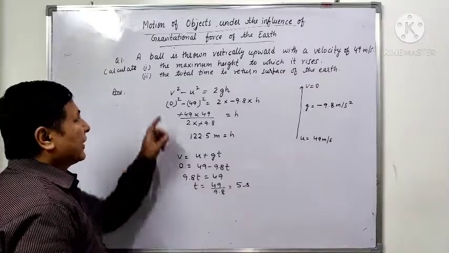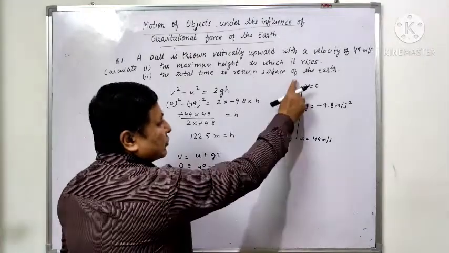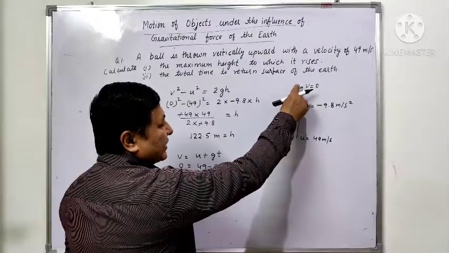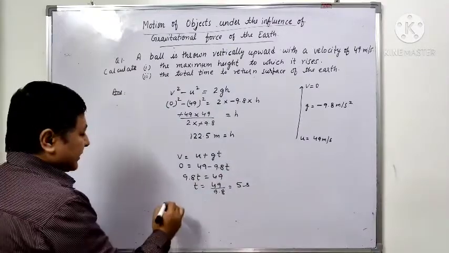Now we have to find the total time to return to the surface of the earth. So it will take 5 seconds to go up to reach the highest point, and while returning it will take again 5 seconds. So total time will be 10 seconds.